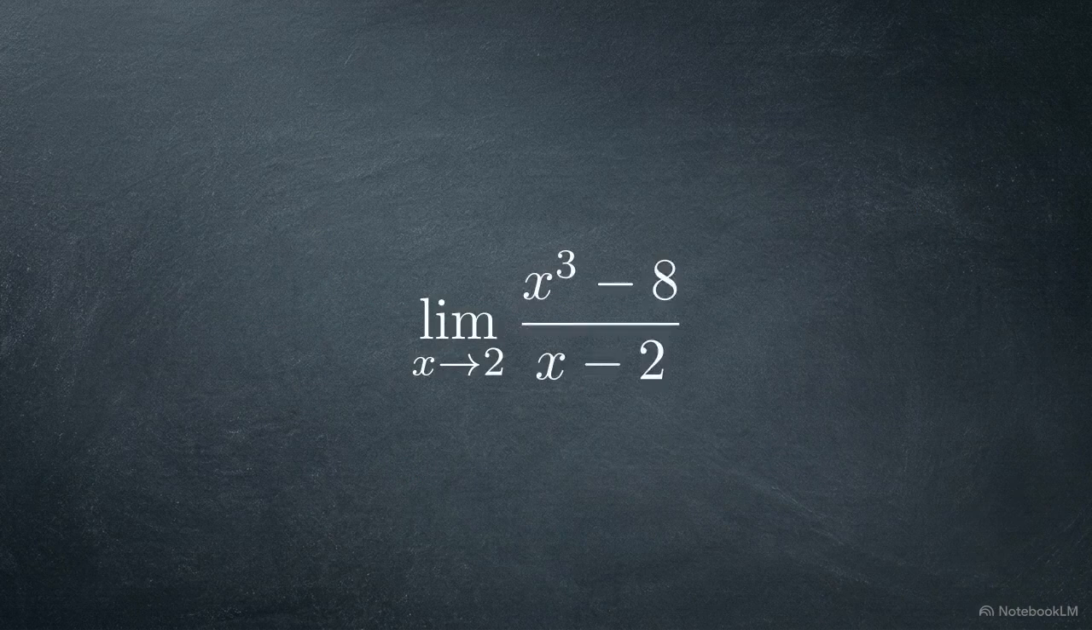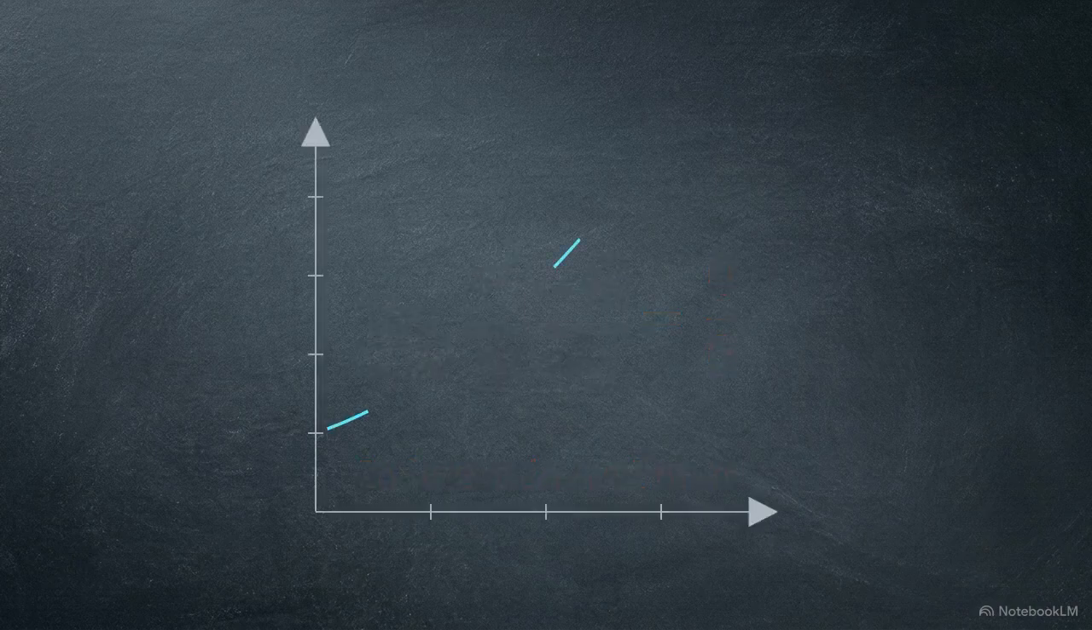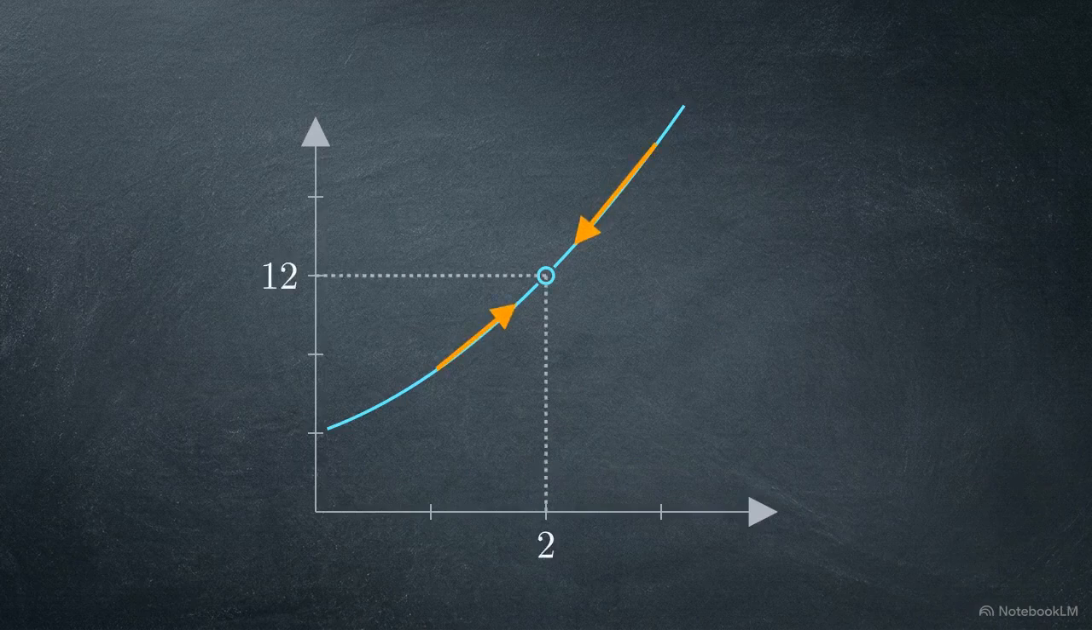Some problems result in 0 over 0, such as the limit of x cubed minus 8 over x minus 2 as x approaches 2. This is an indeterminate form. At this exact coordinate, the function is undefined, creating a hole in the graph. However, the surrounding trend still points towards a specific value, which we can find by factoring, canceling, and recalculating.